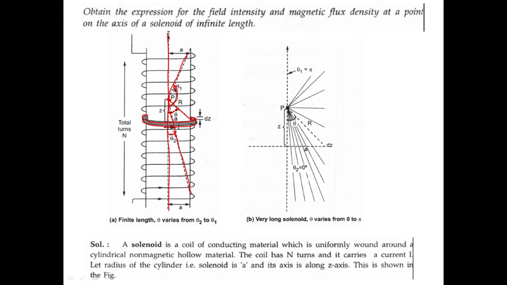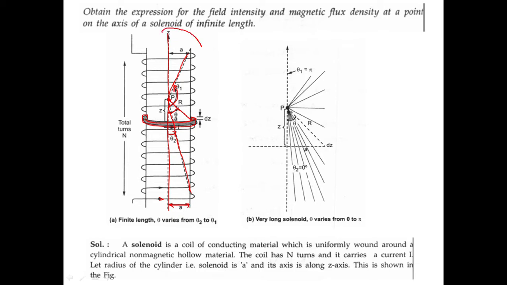Now the coil has n turns and it carries a total current I. So the current flowing through this is I. Let the radius of the cylinder, that is the solenoid, be A. So the radius of this solenoid is A, and its axis is along the z axis as I told you. This is shown in the figure. Now one more important thing.